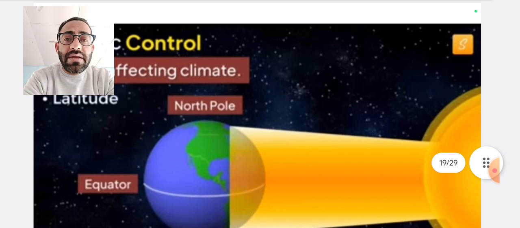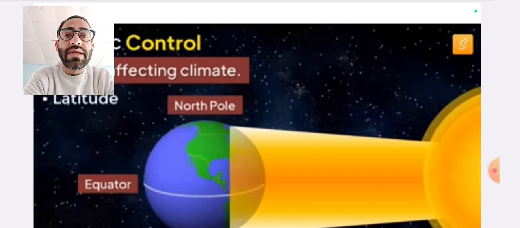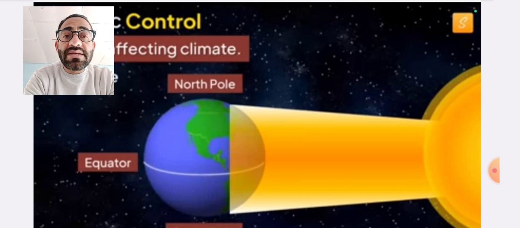What is the equator? The equator is an imaginary line that divides the world into two equal hemispheres, that is, the northern hemisphere and the southern hemisphere. We can say it lies between the North Pole and South Pole. Due to the curvature of the earth, the sun rays fall directly at the equator, with the result that conditions at the equator remain very hot.